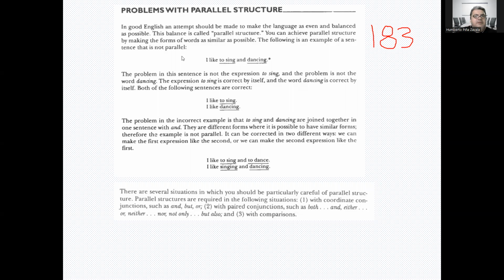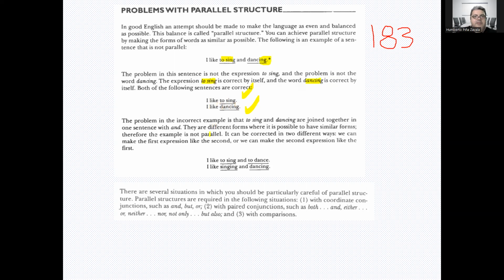The following is an example of a sentence that is not parallel. You see here, I like to sing and dancing. This is incorrect. The problem is not the expression to sing, and the problem is not the word dancing. The expression to sing is correct by itself, and the word dancing is correct by itself. But they should be parallel. Both following sentences are correct: I like to sing, I like dancing.